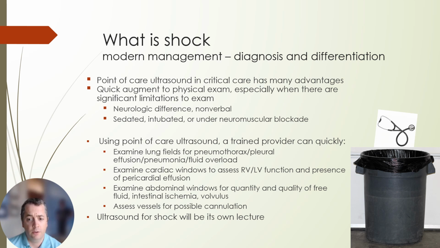You can look at the lung fields for pneumothorax or pleural effusions, signs of fluid overload. You can look at the cardiac windows to assess cardiac function, presence of pericardial effusion, and signs of tamponade. You can look at the abdominal windows for quantity and quality of free fluid, and look for intestinal ischemia. You can assess vessels for possible cannulation for ECMO or central venous access. This, again, as I said earlier, will be its own lecture, but needed to be mentioned here as part of the evaluation for shock.